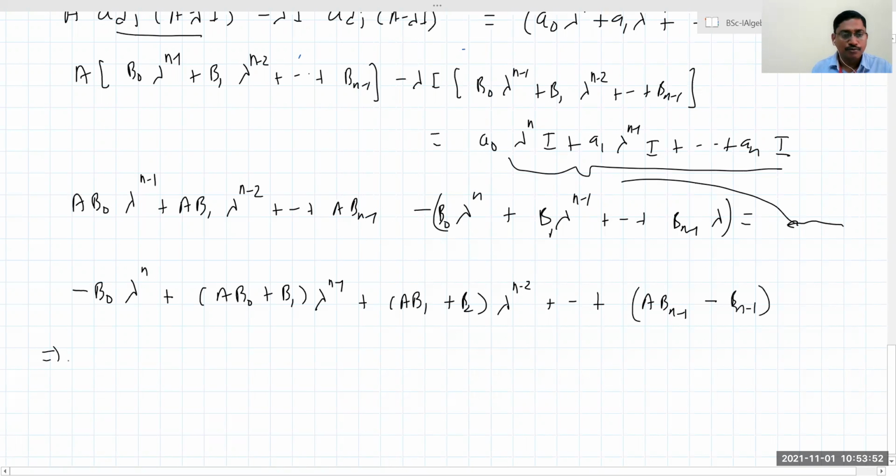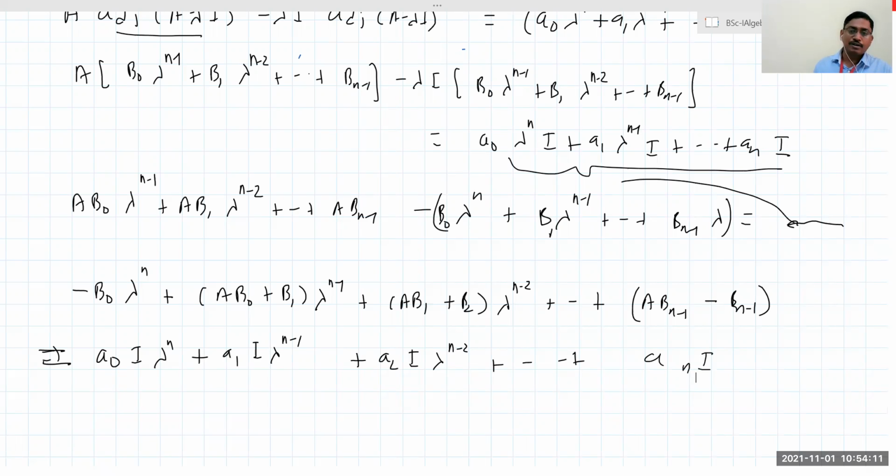And this is equal to what? This is equal to a naught I lambda raised to n, a1 I lambda raised to n minus 1, a2 I lambda raised to n minus 2, and so on, an I. That's it. Now these two matrix polynomials are equal if and only if the corresponding coefficients match.